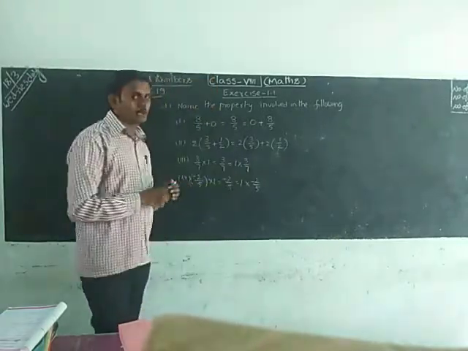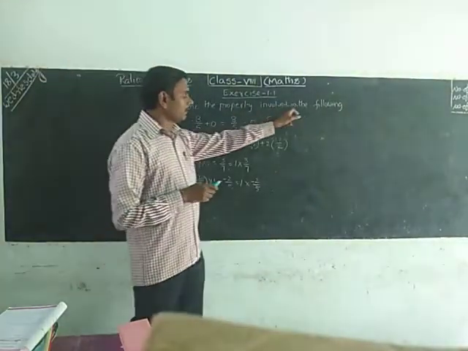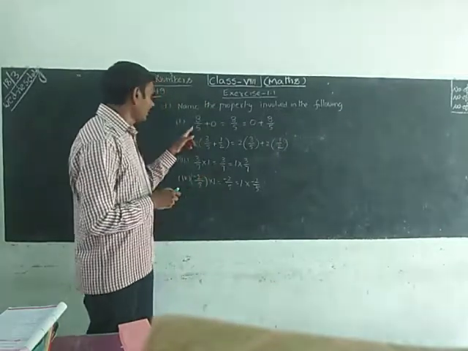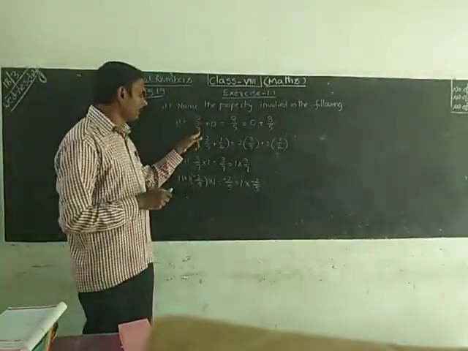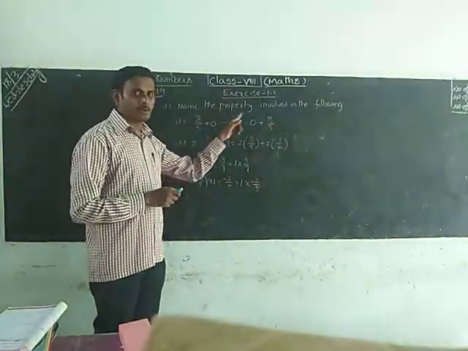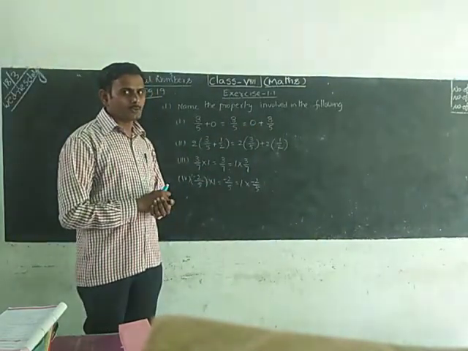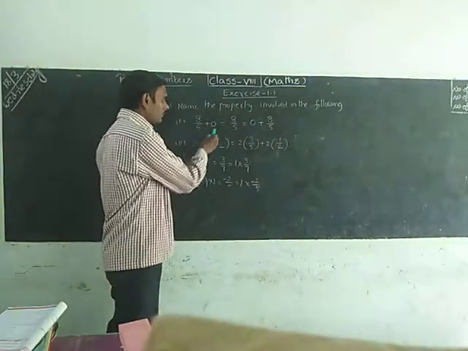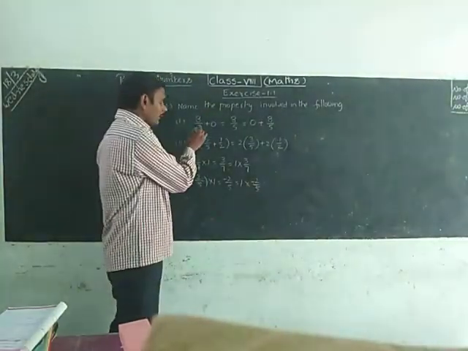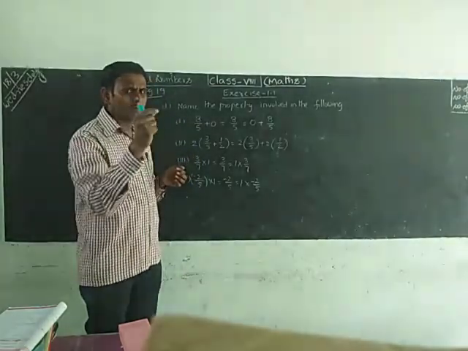First, how can we identify? See the first one. Name the property involved in the following. What is the question here? First question: 8 by 5 plus 0 equals 8 by 5, equals 0 plus 8 by 5. Can you identify this? Which property is it? Here 8 by 5 is added with 0. 0 is adding means which property?